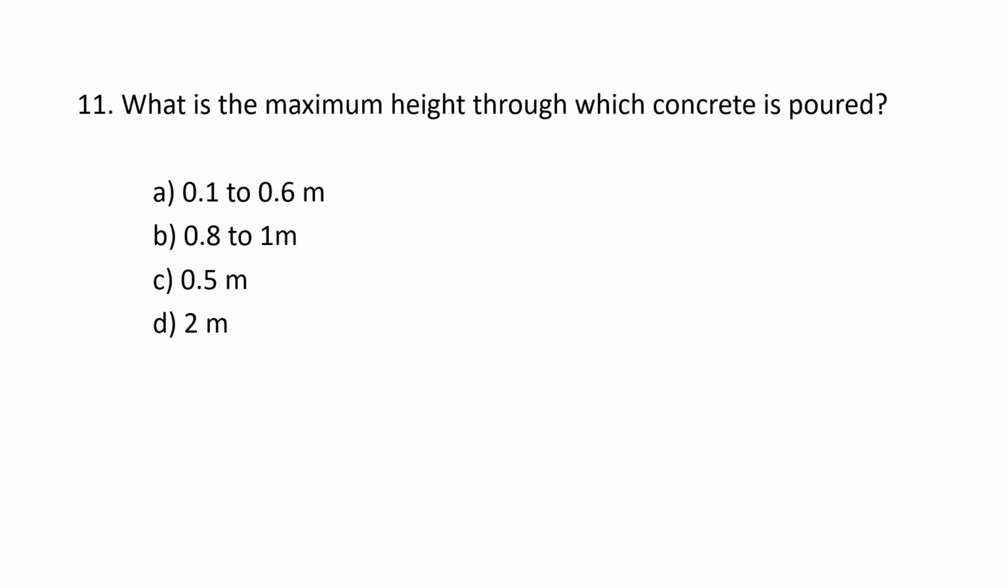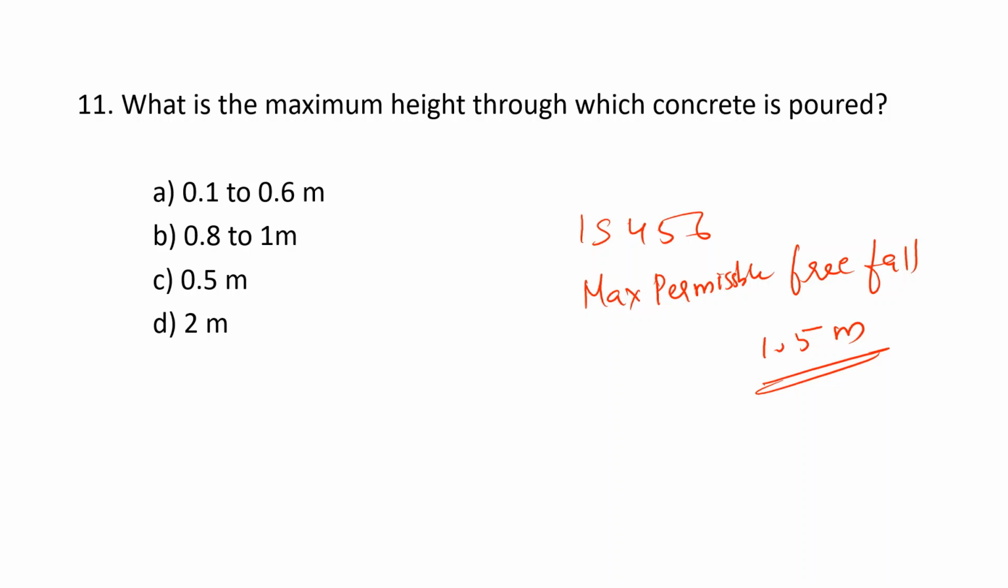The next one: what is the maximum height through which concrete is poured? Four options are given: 0.1 to 0.6 meter, 0.8 to 1 meter, 0.5 meter, and 2 meter. According to IS 456:2000, the maximum permissible free fall of concrete is 1.5 meter. According to IS 456, the maximum permissible free fall of concrete may be taken as 1.5 meter.